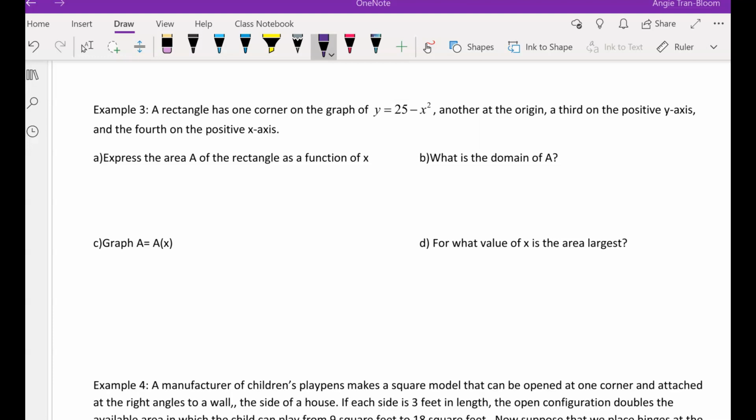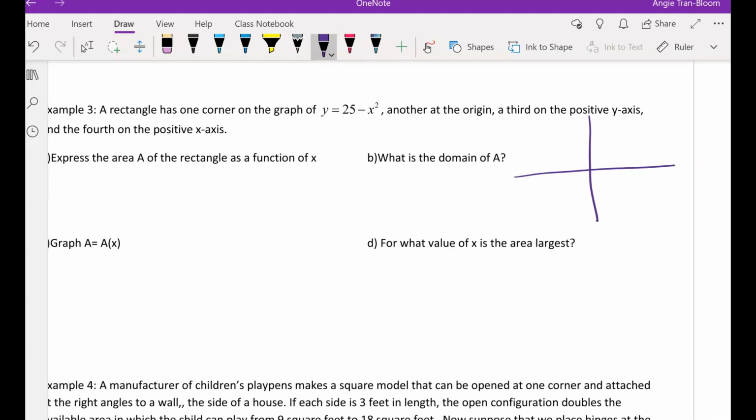So what makes sense most to me, let's sketch this out. You have a rectangle, with one corner on the graph of 25 minus x squared. That's an upside down parabola. That means you go up 25 because that's where the y-intercept is. So here's 25, make a graph. Your x-intercept would be 5 because x-intercepts occur when y equals 0. So if I go 5 this way, and negative 5. So this is your sketch of a parabola, okay?